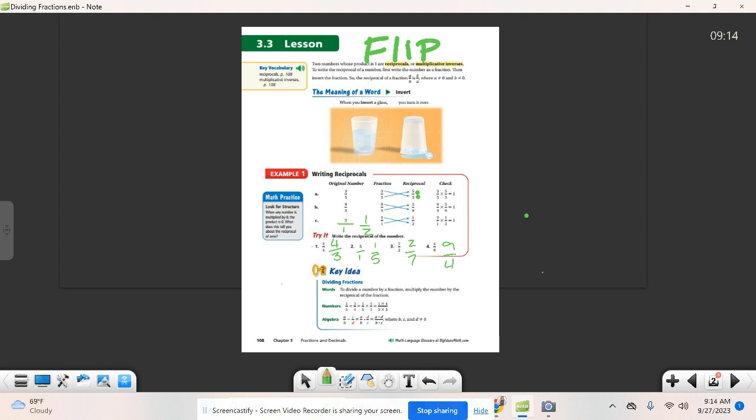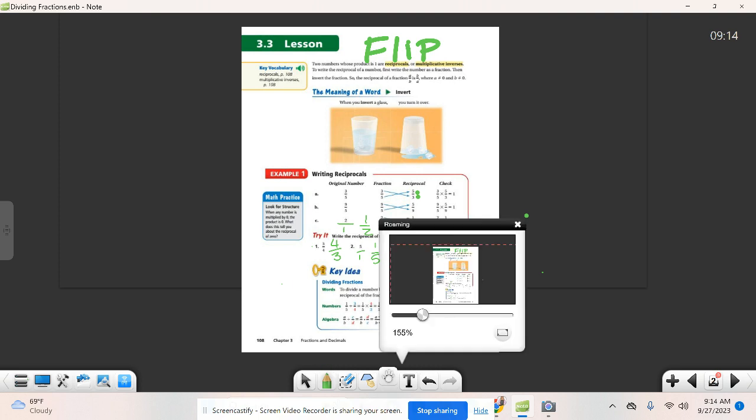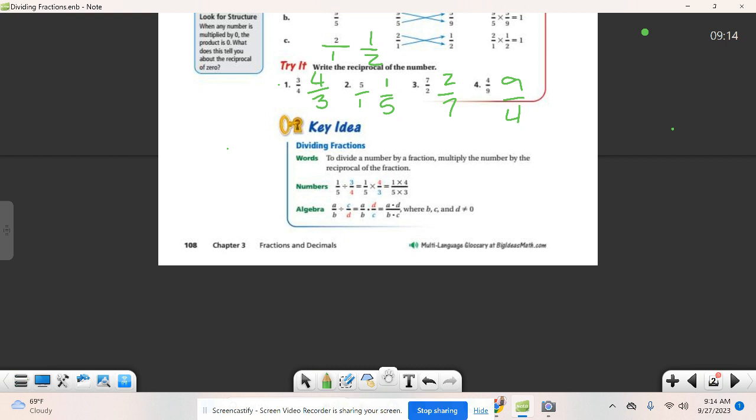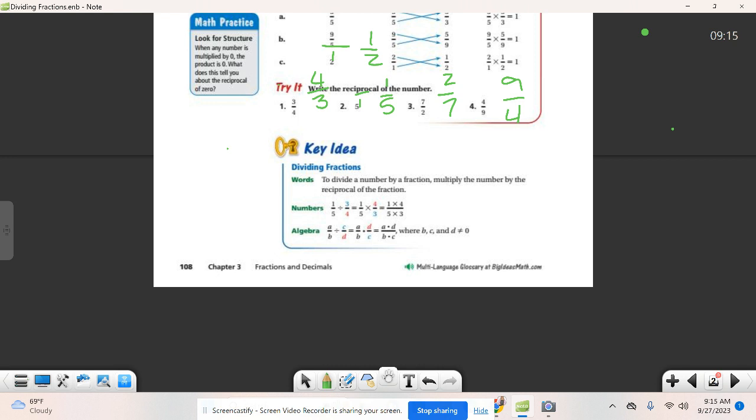Okay? So, let's look under key idea. Basically shows us how we do it. Pretty much, when we do dividing fractions, we do KCR. Now, last year, y'all did KCF. You did flip. Okay? But that's what little kids say. Little kids say flip. Big kids say reciprocal. Can you say the word reciprocal? Reciprocal. So you're on the hand thing. I'm on the hand thing. All right.